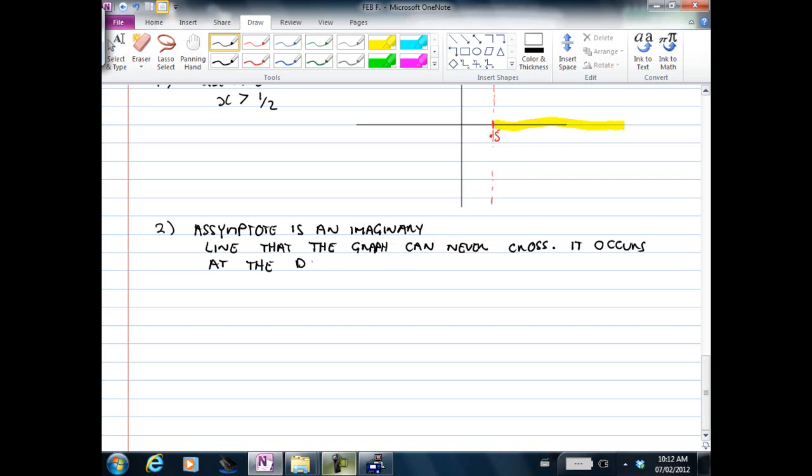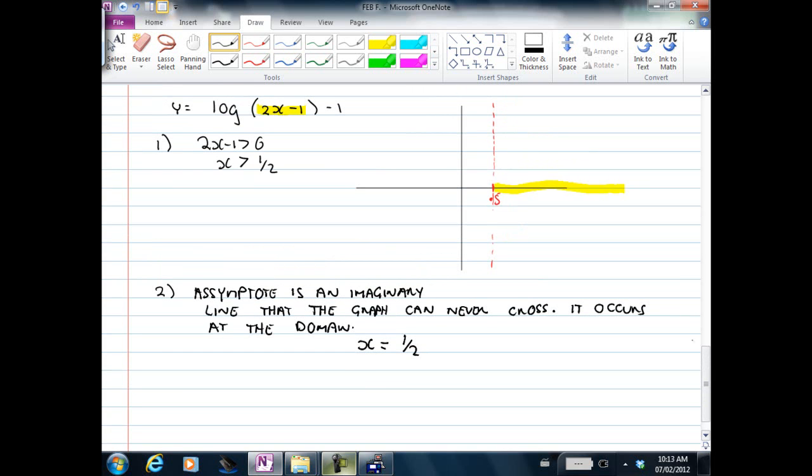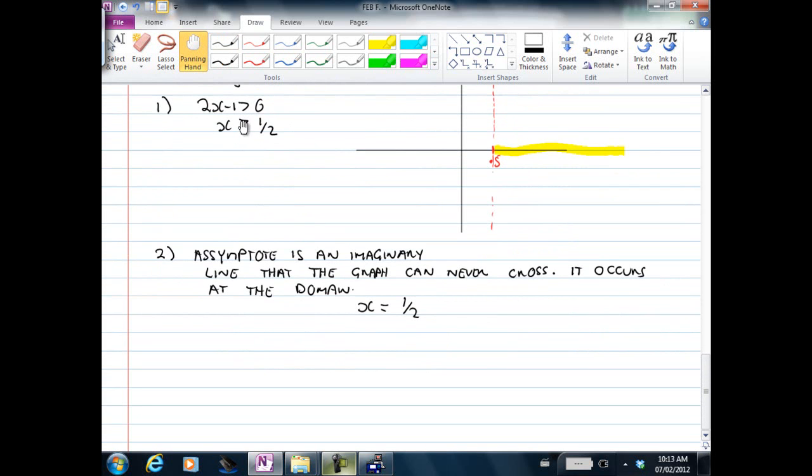So we're going to draw this in. And we're going to write down x equals, notice I'm using the equal sign now, 1/2. That's where it is. X equals 1/2. Done. That's your asymptote, right? And domain always uses the greater than. Domain is an inequality. Asymptote is an equal sign. It's where your domain is, basically. Guys, gals, step 2. Done.